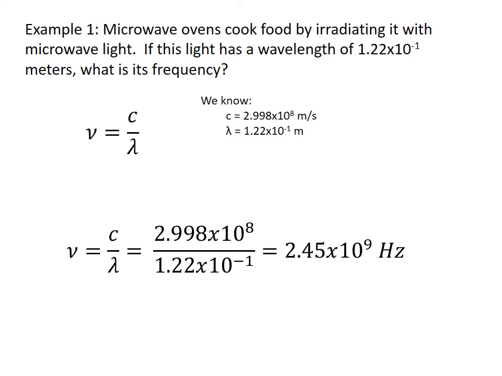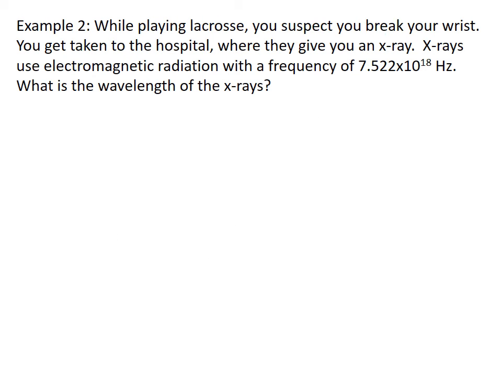Let's take a look at one more example. While playing lacrosse, you suspect you break your wrist. You get taken to the hospital where they give you an X-ray. X-rays use electromagnetic radiation with a frequency of 7.522 times 10 to the 18th hertz. What is the wavelength of the X-rays? Looking at our equation again, we know the value of nu, which is 7.522 times 10 to the 18th hertz, and we know the value of c, the speed of light.